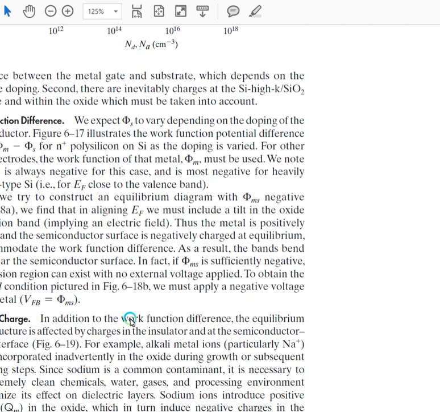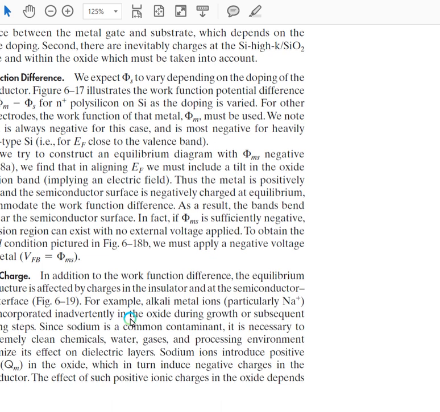Then the second thing is the interface charge. We have till now not included any interface charge in the threshold voltage equation, but in reality there may be some metal ions present near the interface. For example, alkali metal ions, particularly sodium, which is singly positive, may be incorporated inadvertently in the oxide during growth or subsequent processing.